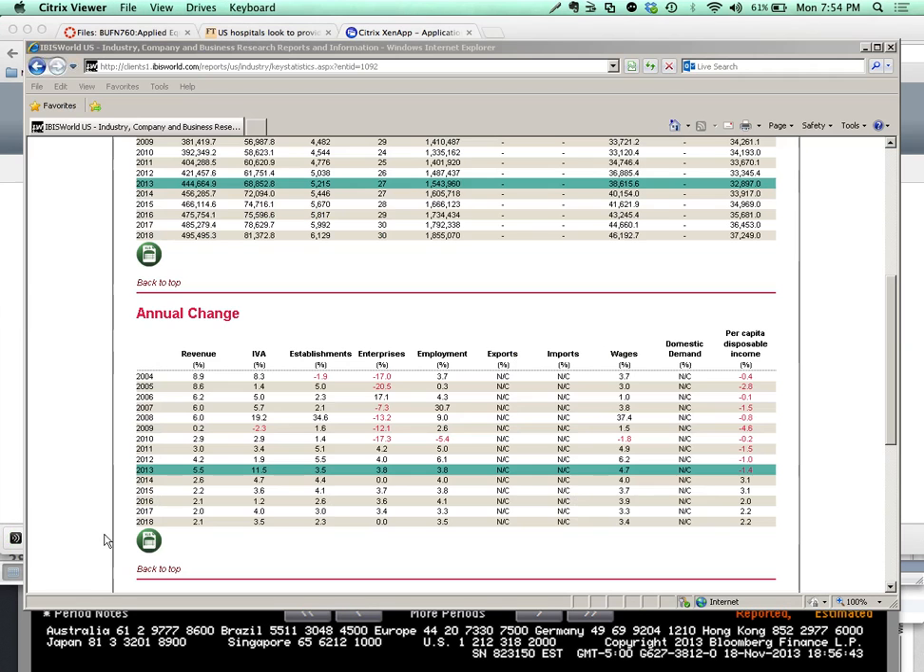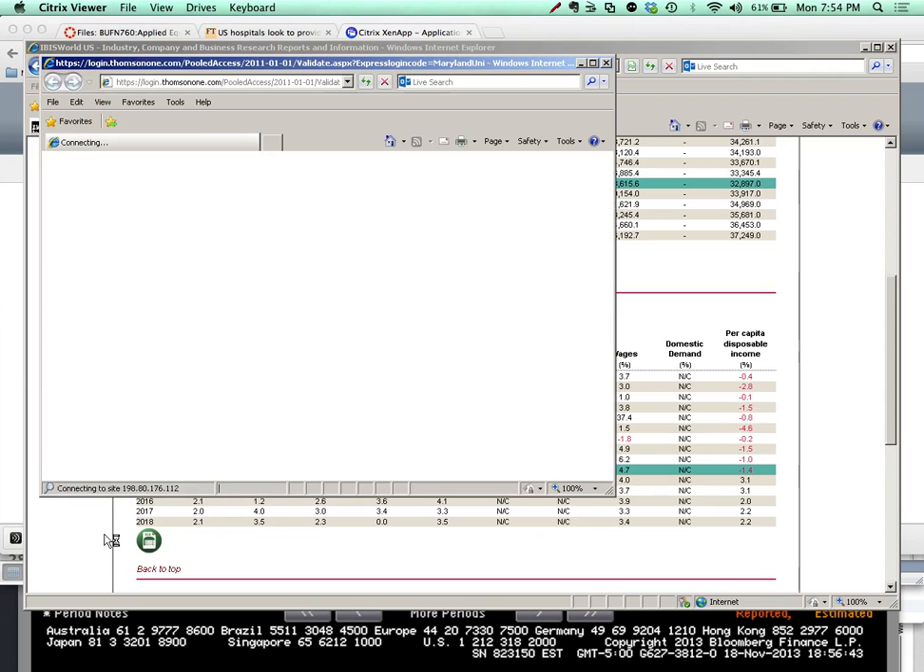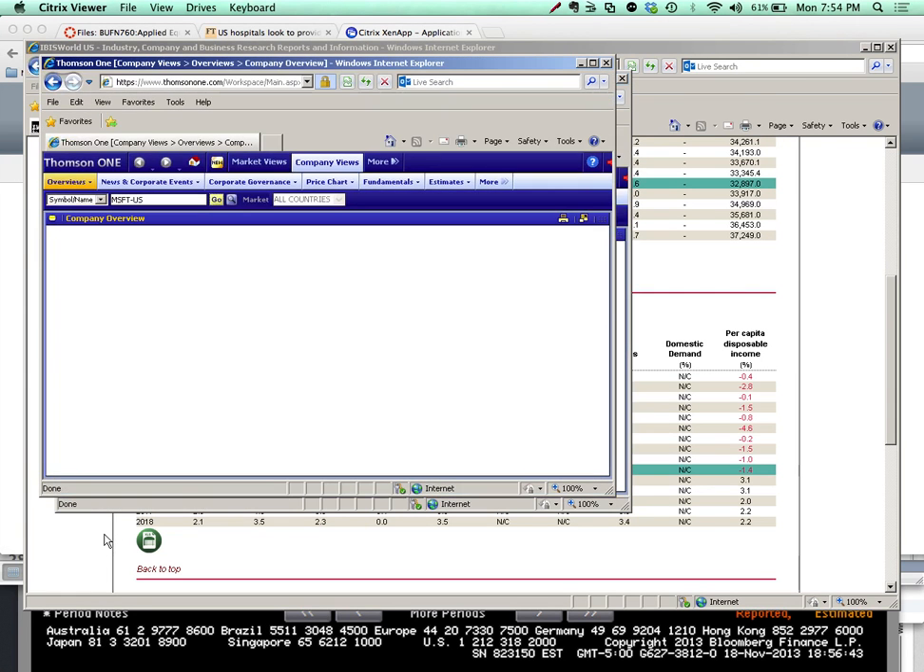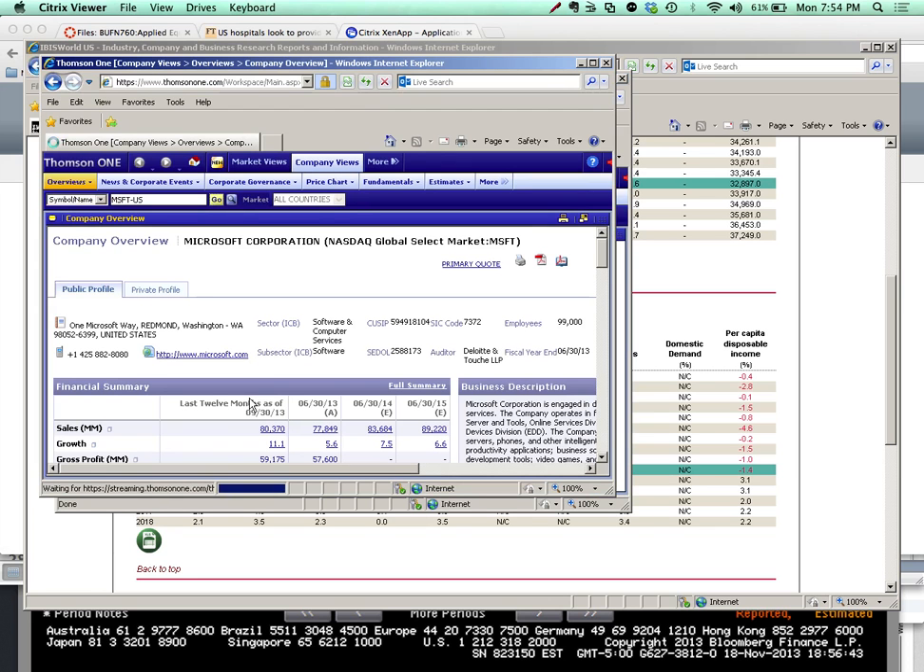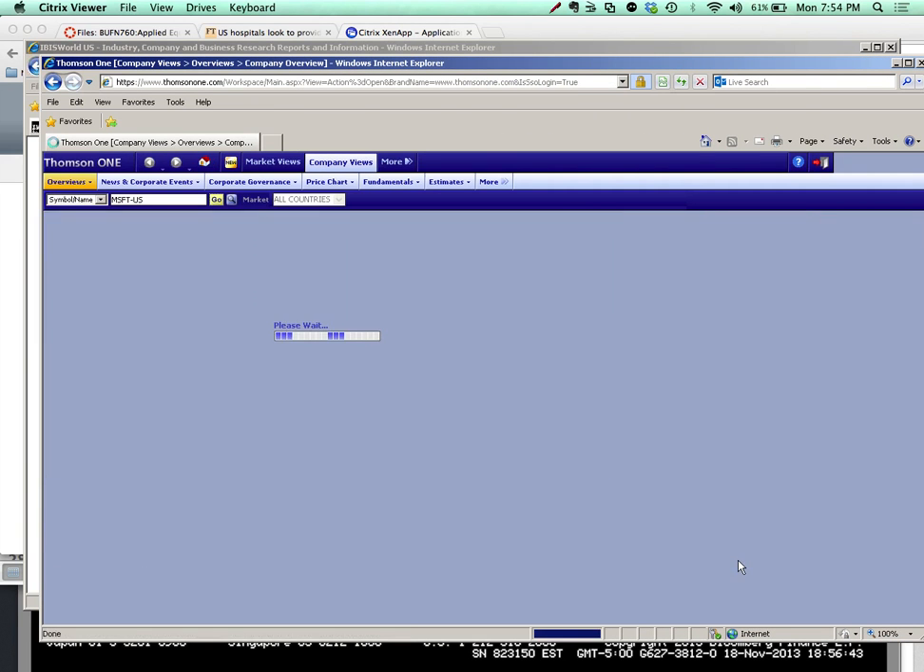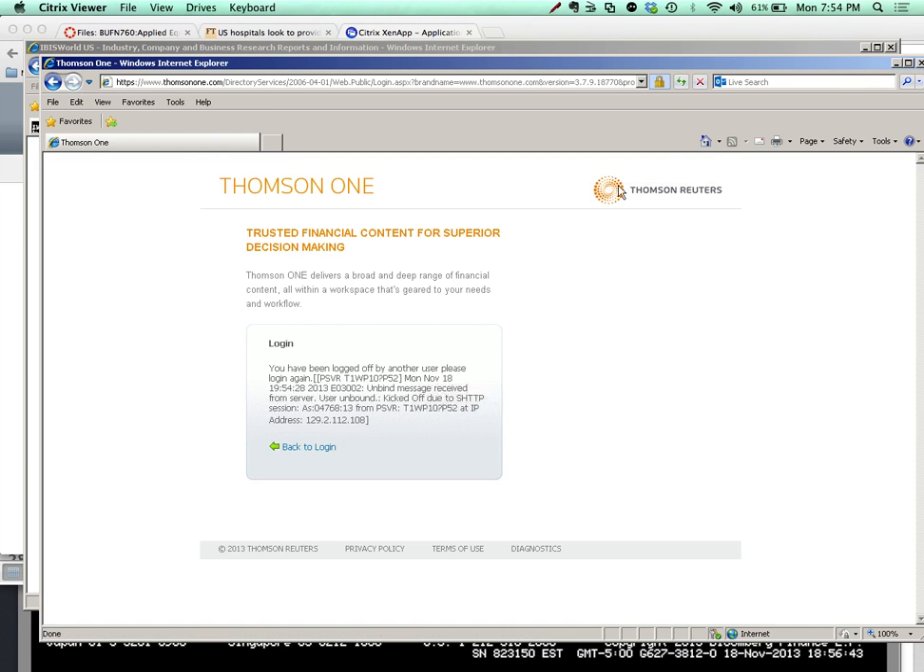And I don't use Thomson. I used to use Thomson One in this class, and I stopped for two reasons. One, it's on the portal, and the portal's unreliable. But the major reason I stopped was because the data that comes from Thomson One sucks. And it's a real problem when you do valuation.